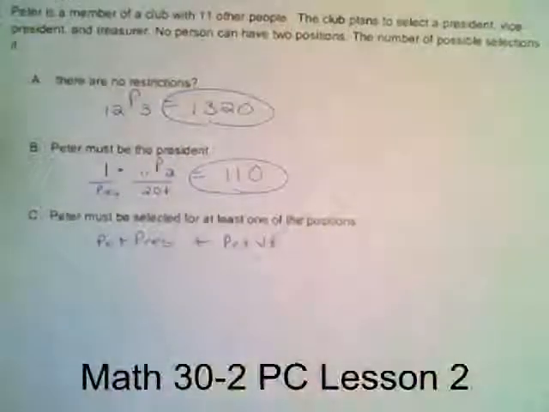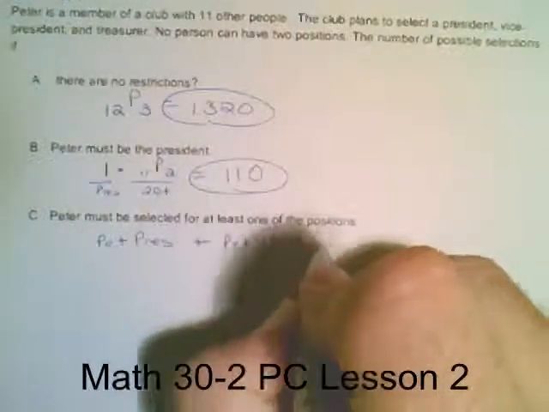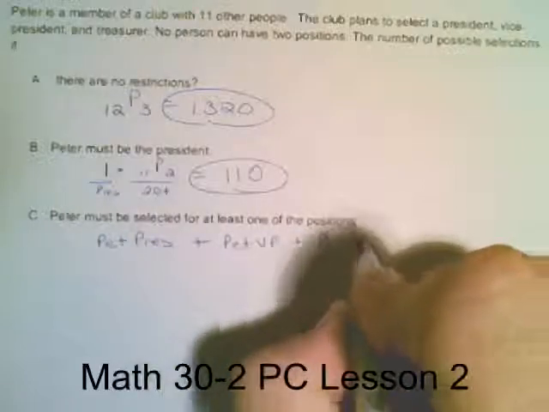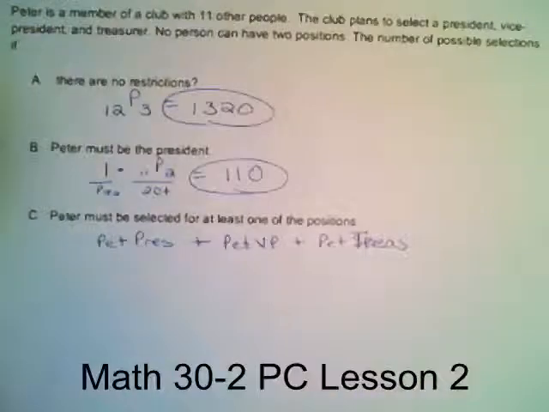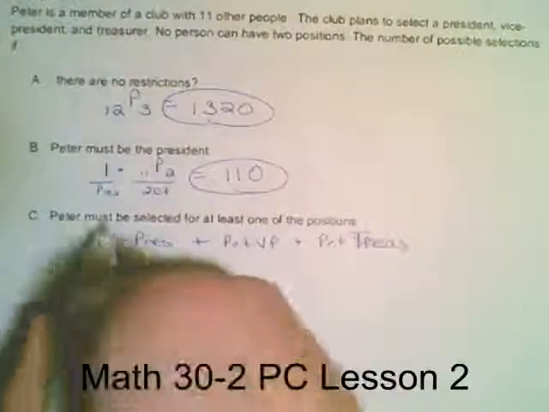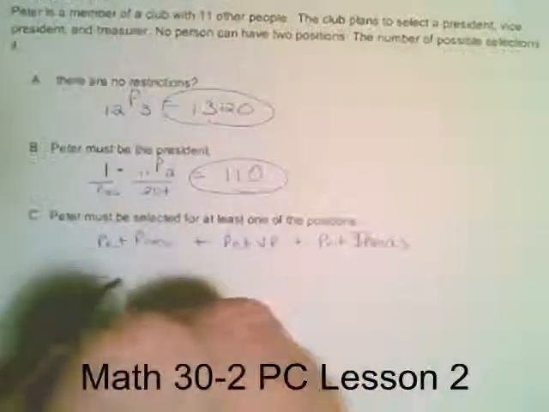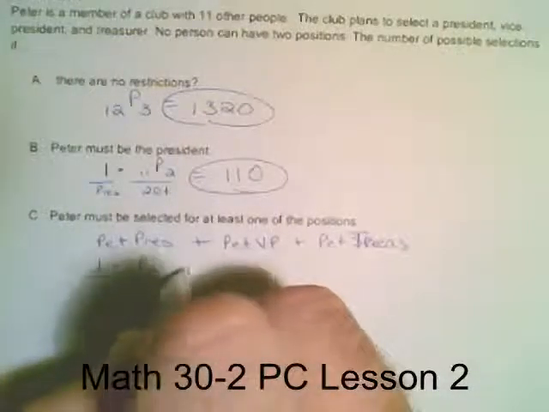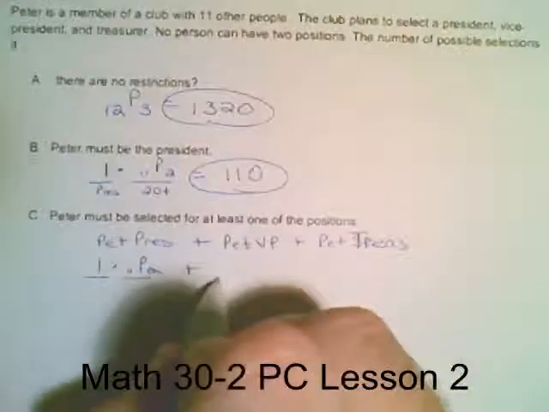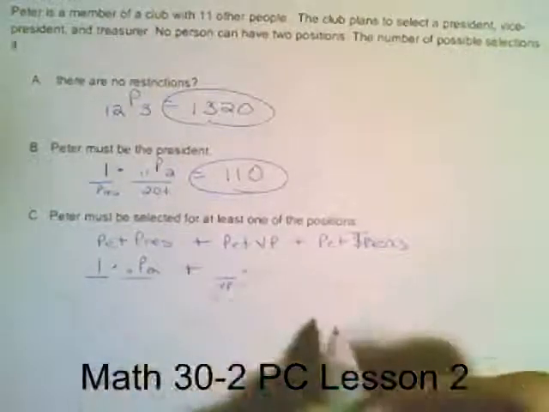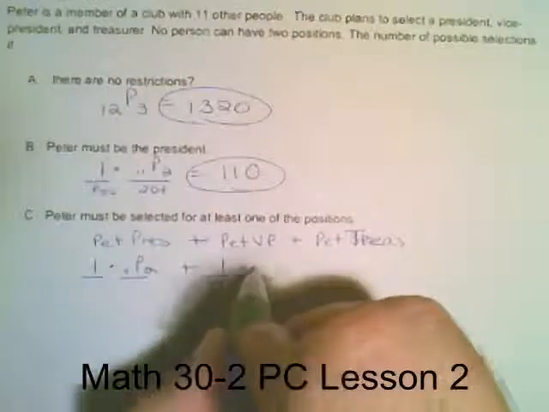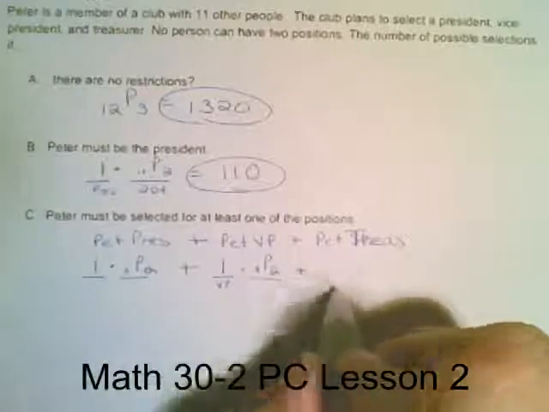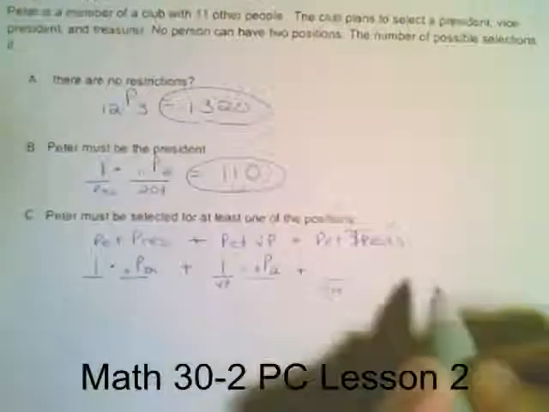Also, keeping in mind some things that can happen. Peter must be selected for at least one of the positions. So what I've got is that Peter is president, or, now or means add, Peter is vice president, or Peter is treasurer. Okay, so I've got those situations. Well, if Peter is president, it's this situation. So I've got the president and 2 others. 1 times 11 pick 2.